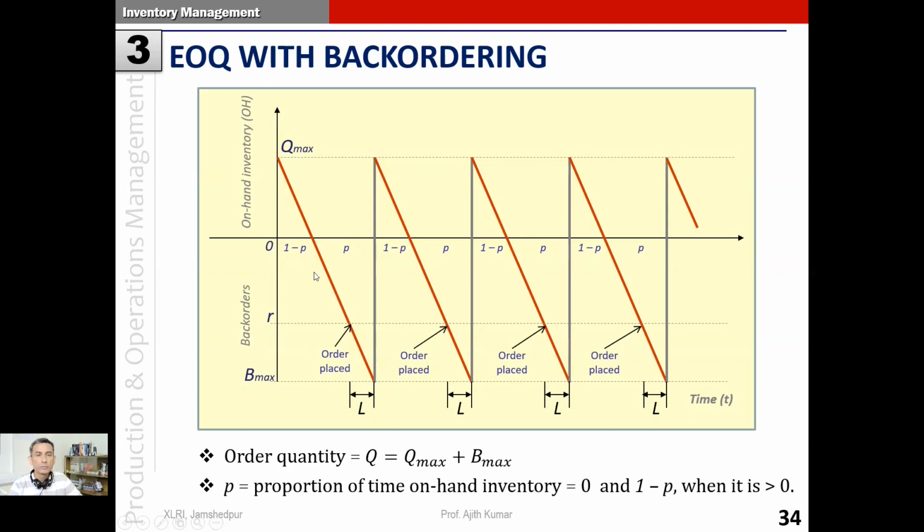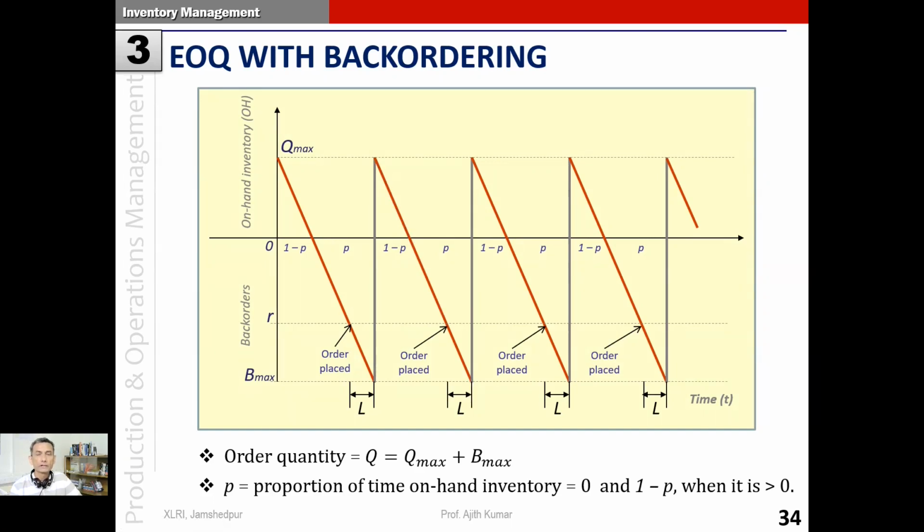As in the basic EOQ model, we assume that the same quantity Q is ordered each time, and the level of inventory reaches a maximum called Q max and alternates between Q max and 0. The on-hand inventory goes between Q max and 0 and remains 0 for some time when the back orders are building up. So when will this apply in real life? There are situations when the item that is being sold is very expensive, like high-end TV sets, or say diesel generators, or you can think of heavy machinery.